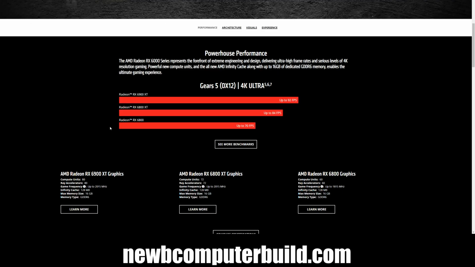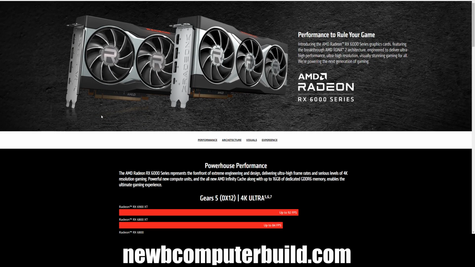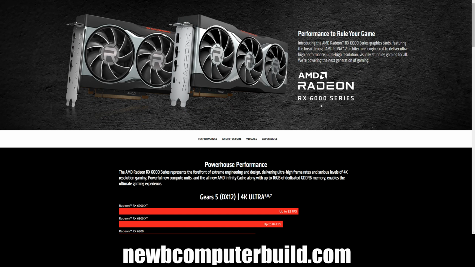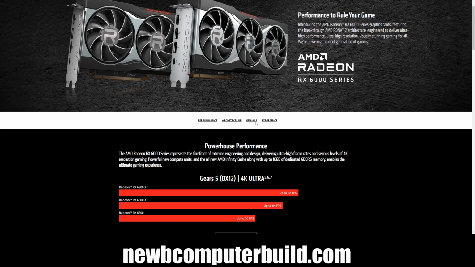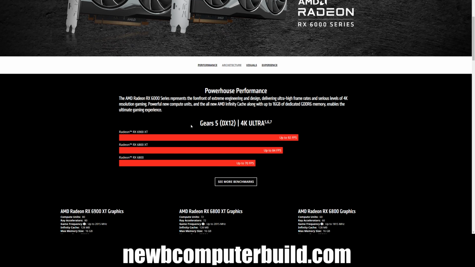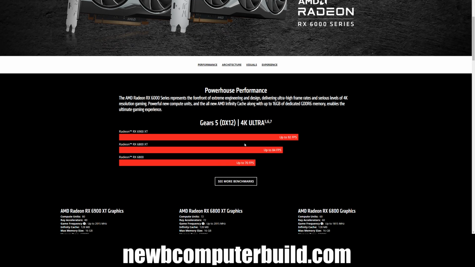The second thing I want to mention is the new RX 6000 series GPUs that are coming out, I think mid-November here. These will come out to replace the current RX series, but they're going to be releasing three to start: the RX 6900 XT, the RX 6800 XT, and just the RX 6800 non-XT. These three here that you see here.